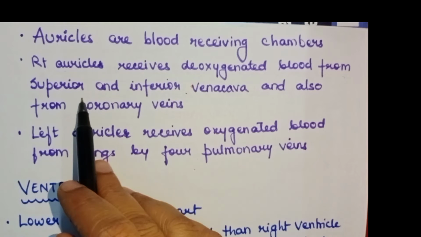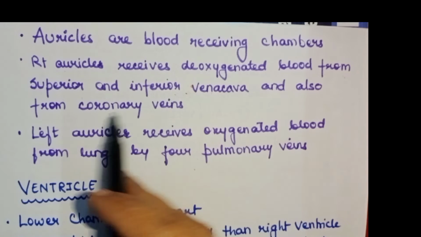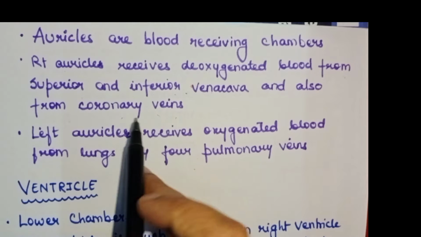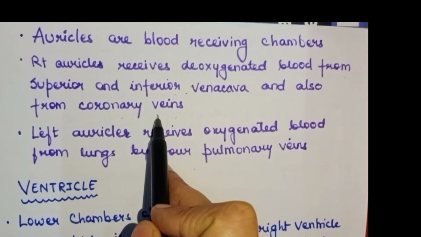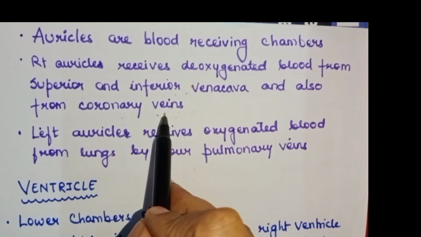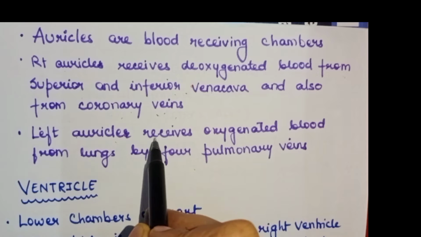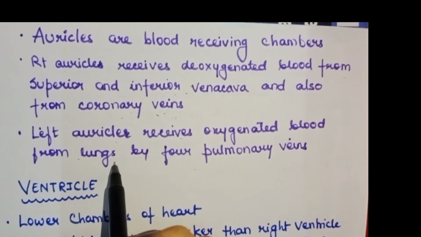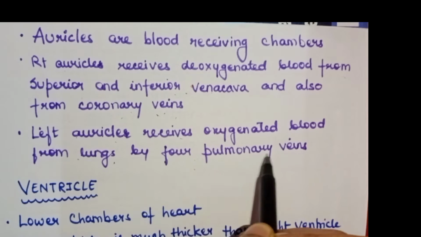Deoxygenated blood from the superior and inferior vena cava and also from the coronary veins. कोरोनरी वेन्स कौन से हैं? जो हार्ट को सप्लाई करते हैं, उन वेन्स को कोरोनरी वेन्स कहा जाता है. Left auricle receives the oxygenated blood from the lungs by 4 pulmonary veins.